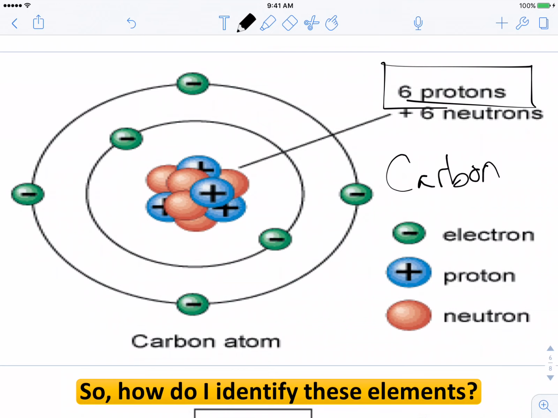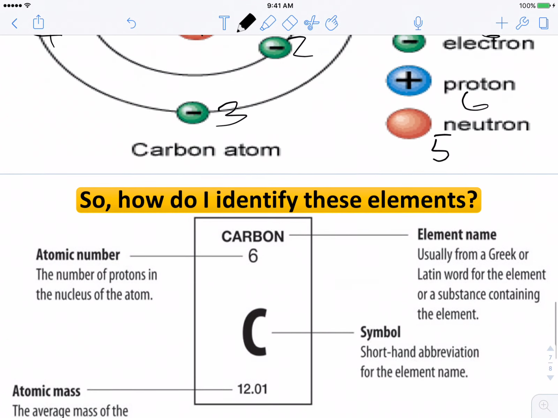Cuando neutrones, so let's see. 1, 2, 3, 4, 5. 5 neutrones. ¿Cuántos protones? So let's see, we got 1, 2, 3, 4, 5, 6. So 6 electrones, no protones.